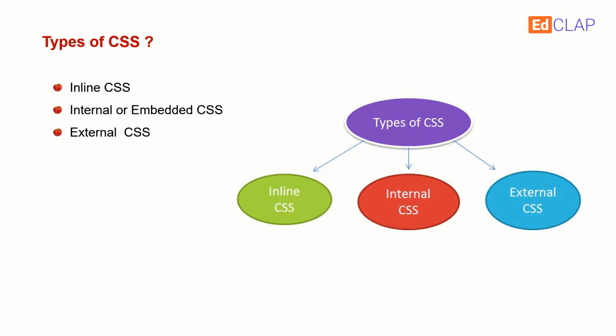Now the question is, why these three types of CSS? Because each and every CSS has a different objective. For some, we have an objective of inline CSS, where we cannot or must not use internal CSS, right? So now let's come down to the objectives behind these three different types of CSS.